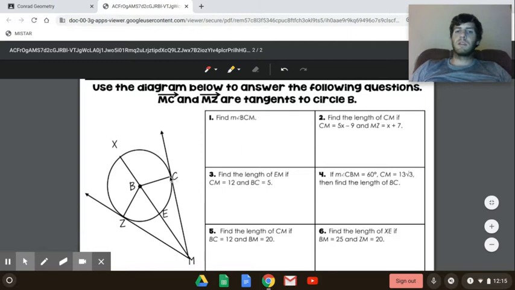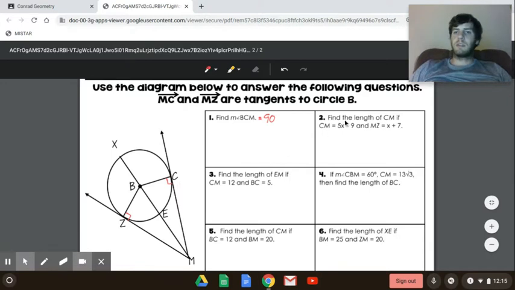First thing, we know that we have right angles here. These angles are going to be right angles because the radius is going to be perpendicular to the tangent line. So number one here, they're asking us for the measure of angle BCM. Well, that's going to be 90 degrees, because angle BCM is this angle here. And that first theorem told us that the tangent line is going to be perpendicular to the radius, so we're going to have a right angle.